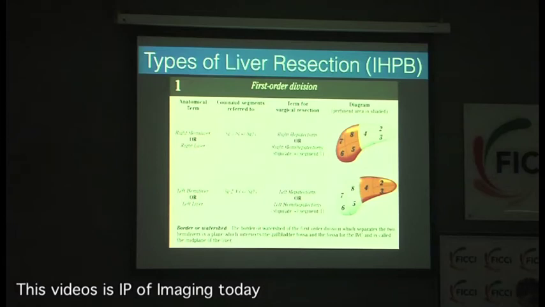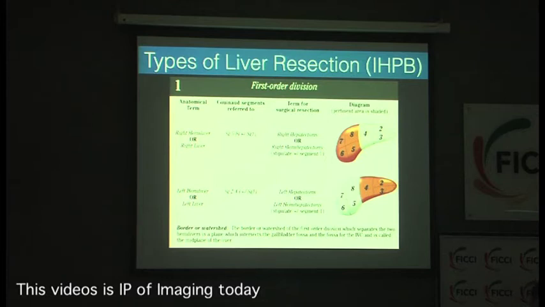Okay. So because there was a lot of confusing nomenclature being used for what part of the liver, what do you call this when you take this out, what do you call this when you take this out, there was an international organization called the IHPBA, International Hepato-Pancreato-Biliary Association, which actually standardized the nomenclature for removal of tumors.